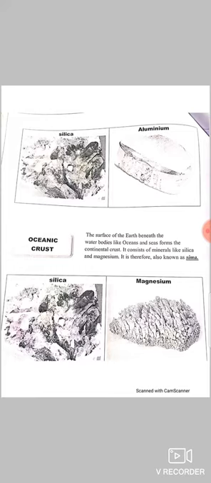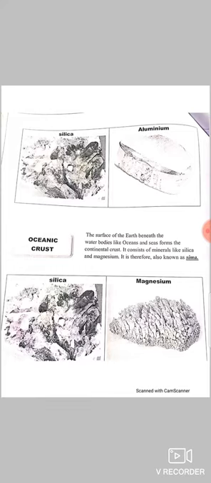The first one is the continental crust. The land surface of the earth forms the continental crust. It consists of minerals like silica and aluminium, and it is therefore also known as Sial. That's why it is also known as Sial, because silica, Si, and aluminium, Al, so it becomes Sial. Now silica and aluminium, you can see the pictures also.